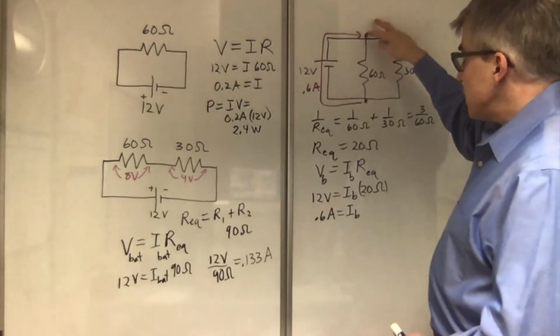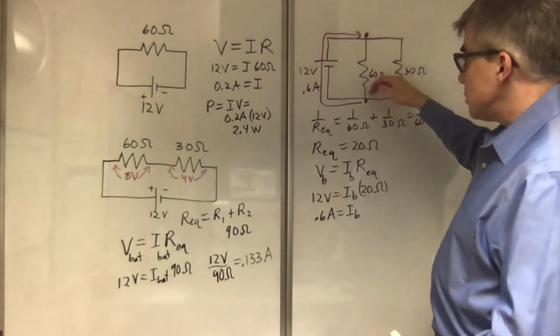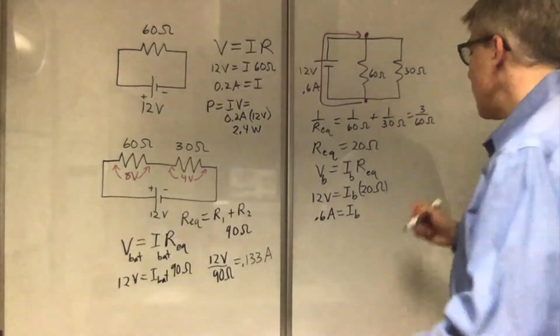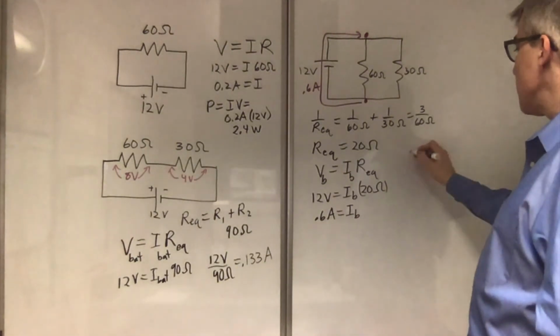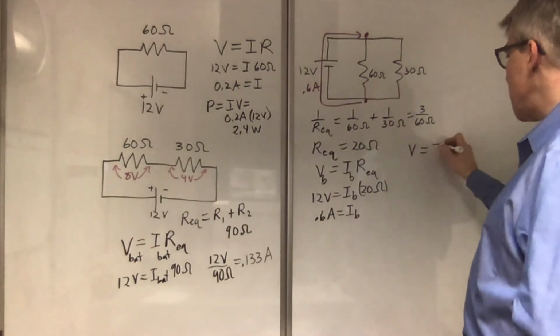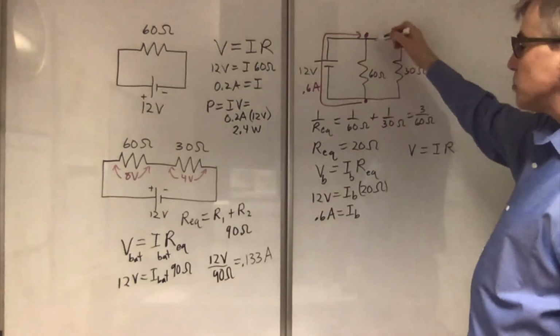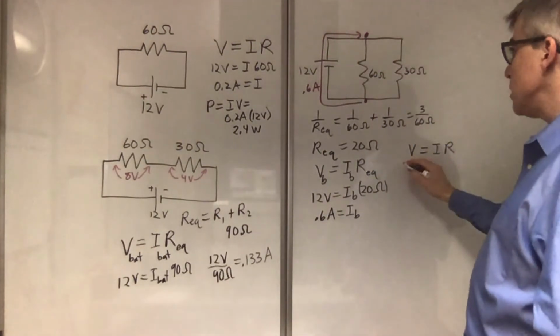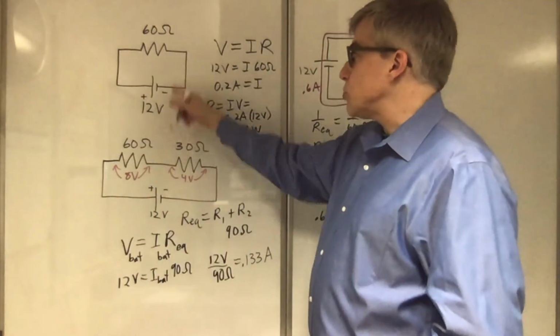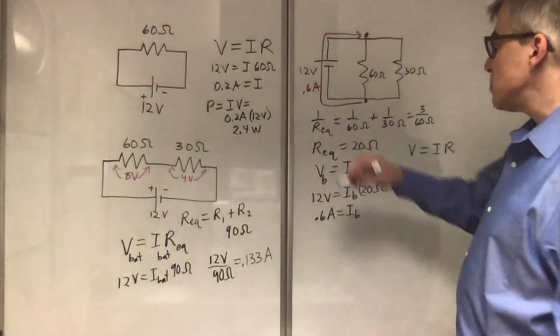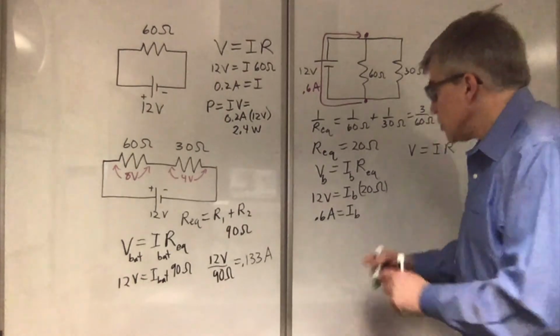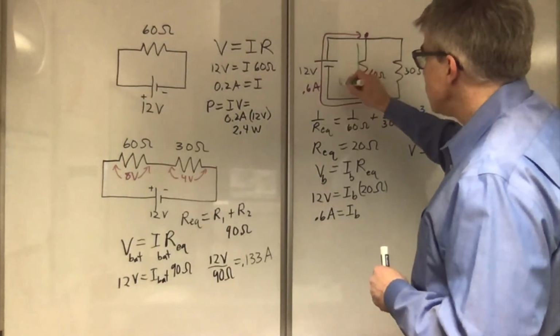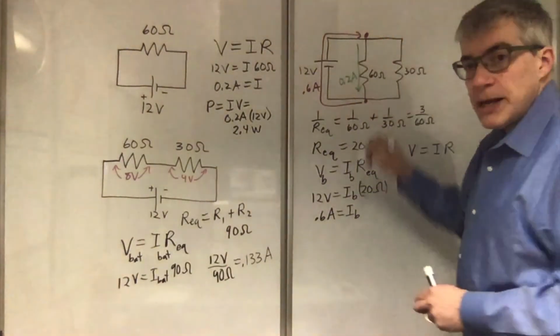But then the 0.6 amps has to split. Some of the current goes this way and some of it goes this way. How much goes which way? Well, we can use V equals IR again, because we actually know that 12 volts is directly across the 60. So just as in this example, 12 volts across the 60 gave us 0.2 amps. So we know that there are 0.2 amps running that way.